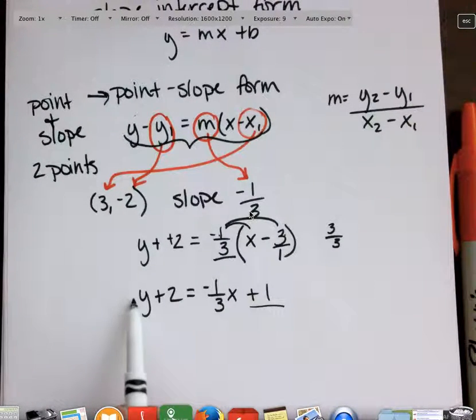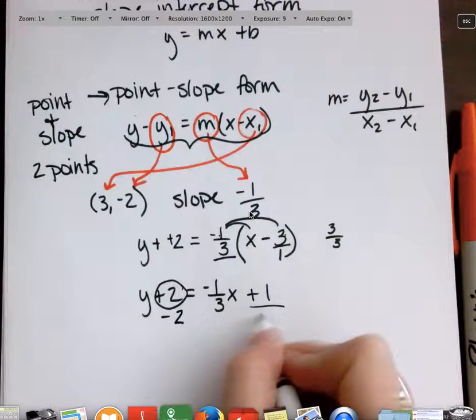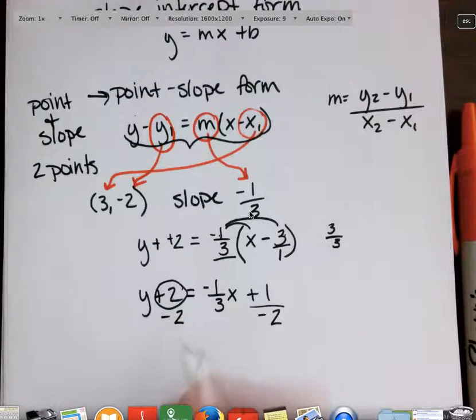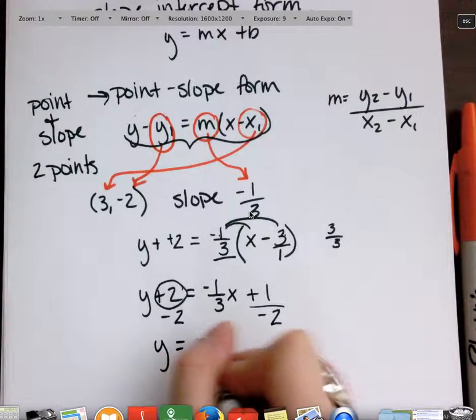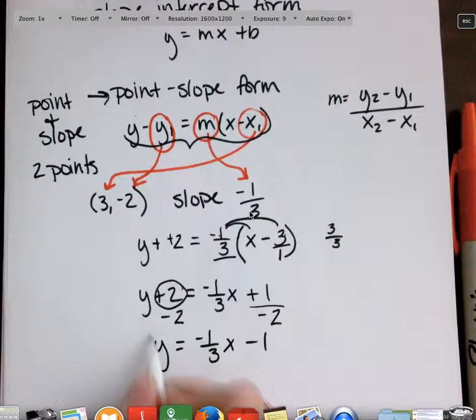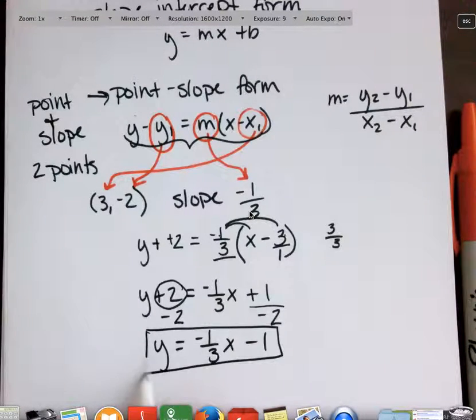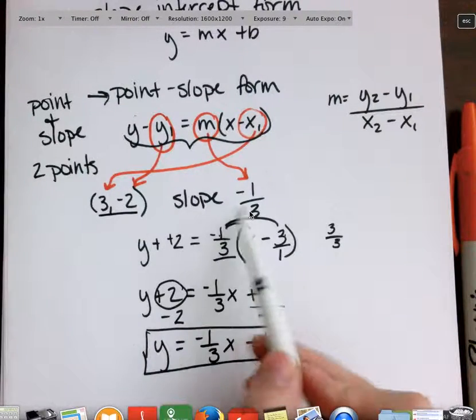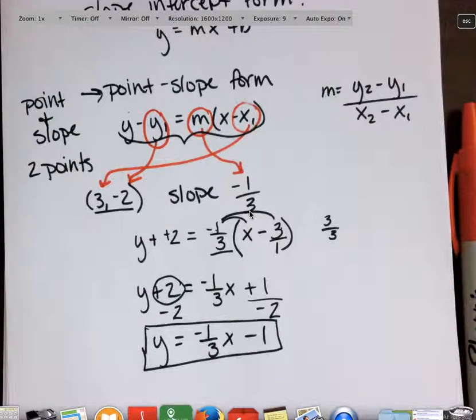Now this looks an awful lot like my slope-intercept form, except for I've got this positive 2 here. Remember, slope-intercept form is y = mx + b. So I just need to subtract 2 from this side and subtract 2 from this side. And I'm left with y = -1/3 x - 1. And that is the equation of the line that goes through the point (3, -2), and has a slope of -1/3.